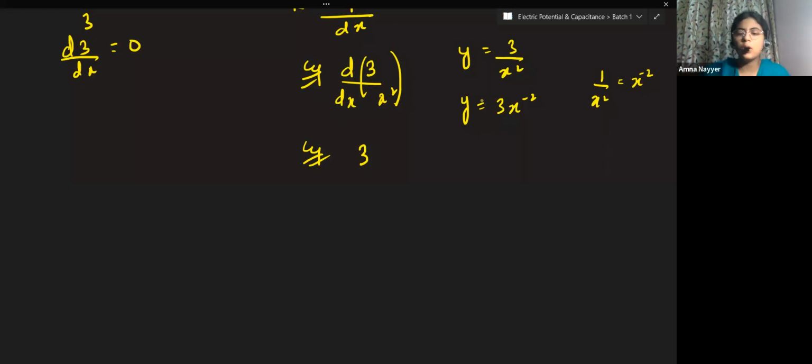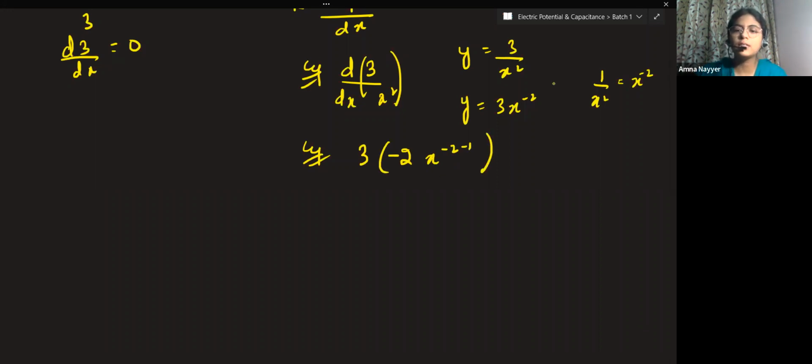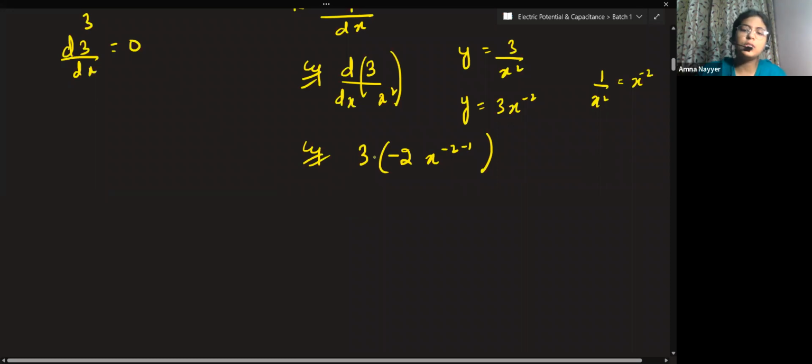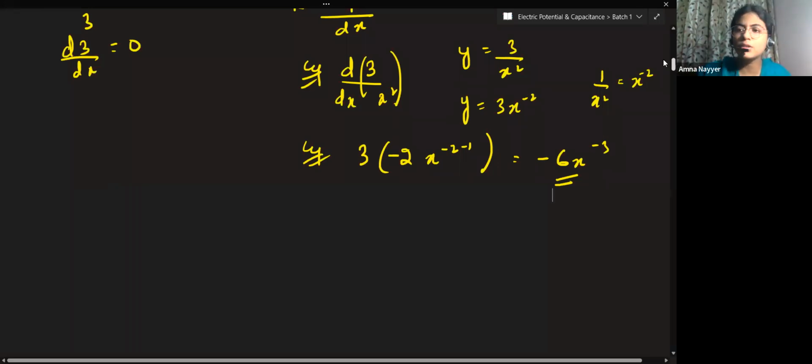Now see, 3 is common again, x to the power minus 2. Constant will come, x to the power minus 2 minus 1. Now see, 2 multiplied by 3 gives you 6, minus 6 x to the power minus 3. That's how you solve if you have to take the product of the variable as well as the constant. All right. So before moving on to addition and subtraction, just note down these.